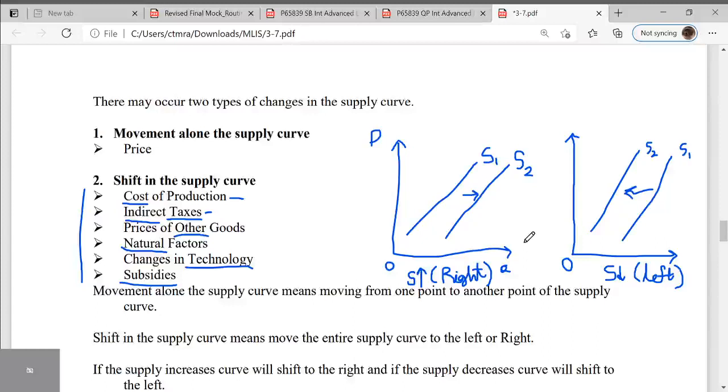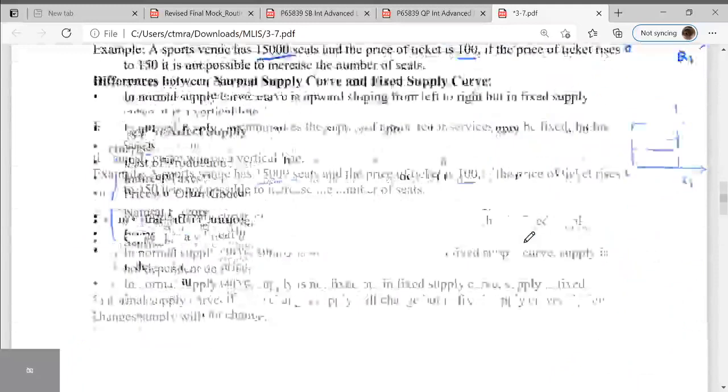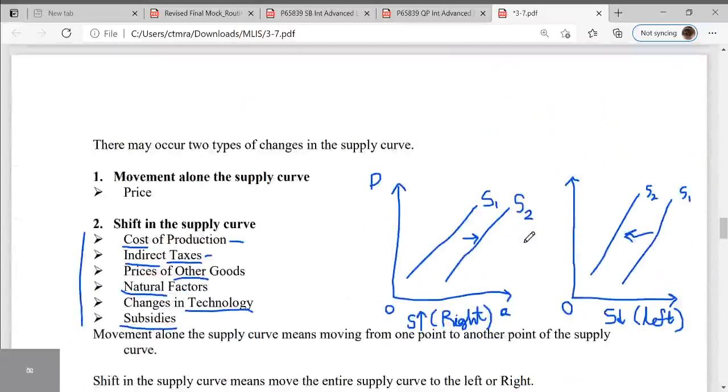I've seen that many people struggle with these graphs, but they are very simple, right? If the price is changing, there will be movement along the supply curve, and if there is a change in other factors, you simply draw a shift, rightward or leftward. If it moves away from zero, shifting to the right, supply will be increasing, and when it is getting closer to zero, supply will be falling.